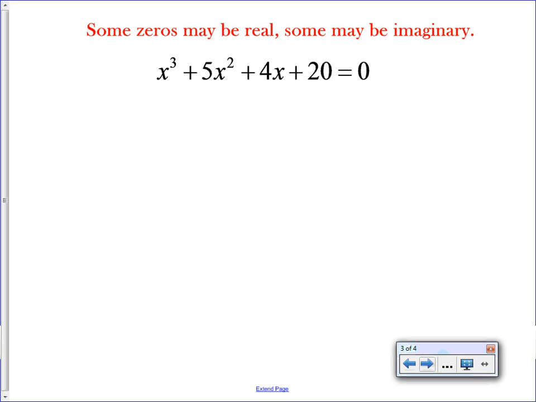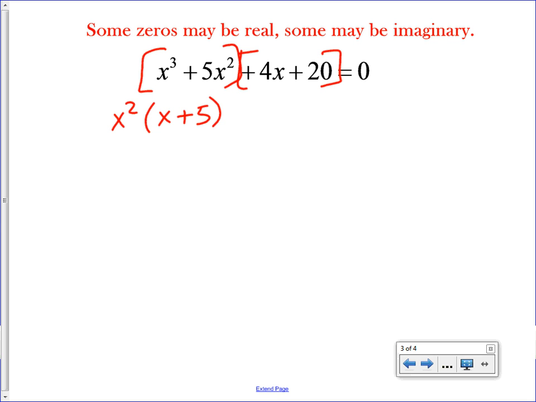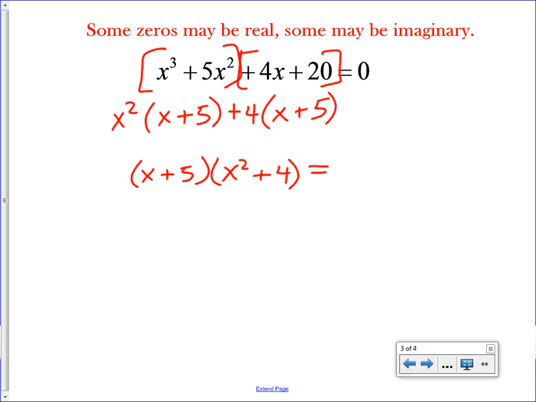So always look first to see if you can factor. If you can factor, that's always going to be the fastest way to do it. So looking at our first 2, if we take out an x squared, we'll be left with x plus 5. Looking at our second 2, if we take out a positive 4, we'll be left with x plus 5. So factoring works in this example because we got the same thing twice. So let's bring down that x plus 5, and in the second parentheses, we'll bring down that x squared plus 4. Now from both of these, we can get our zeros by setting up 2 equations.